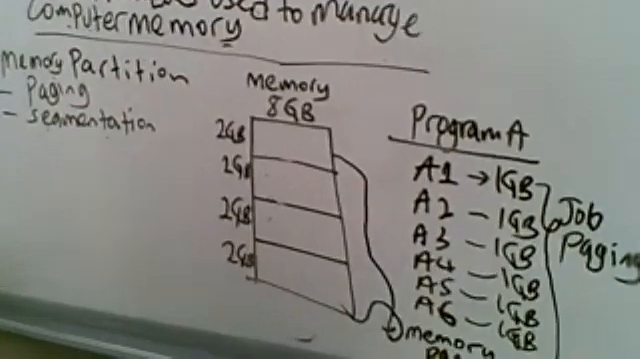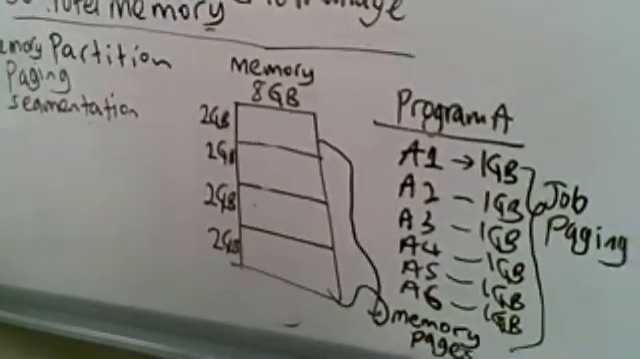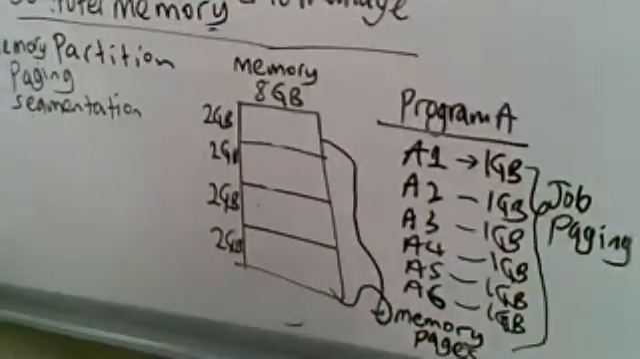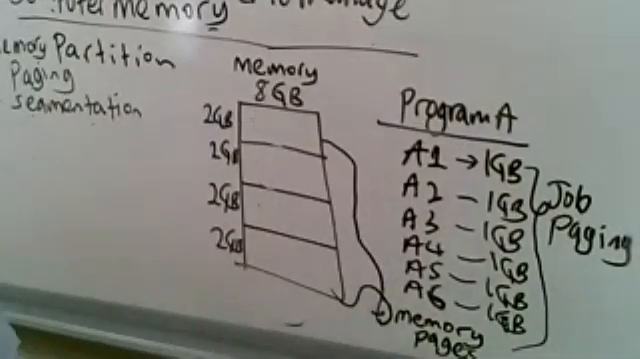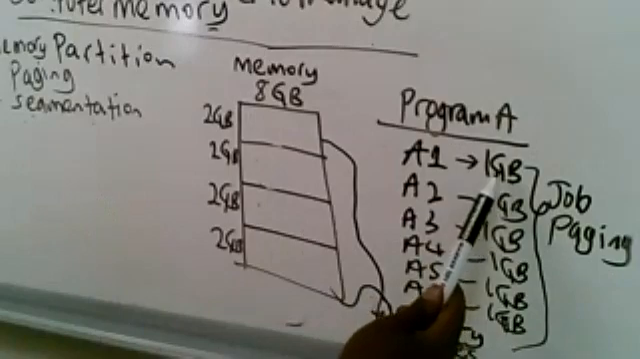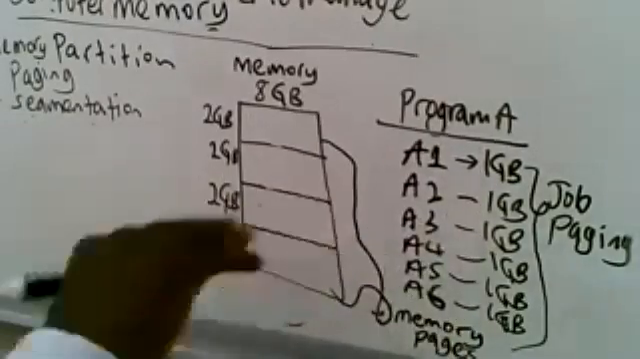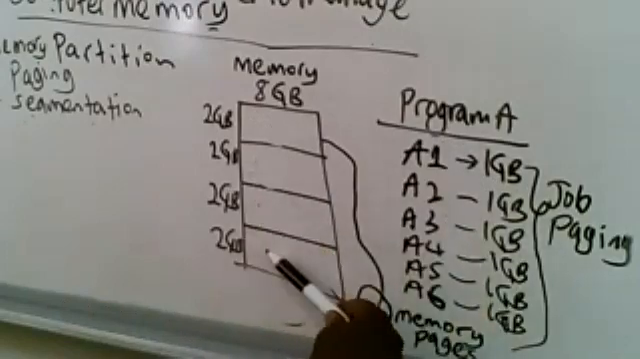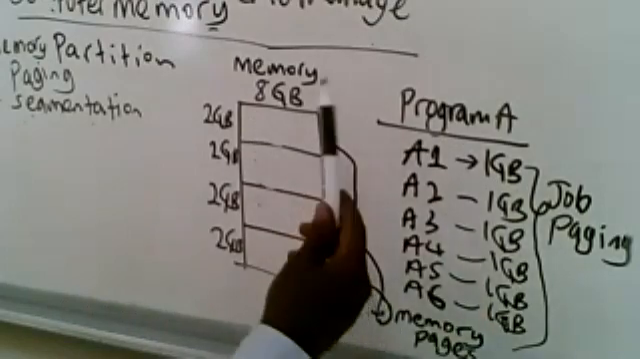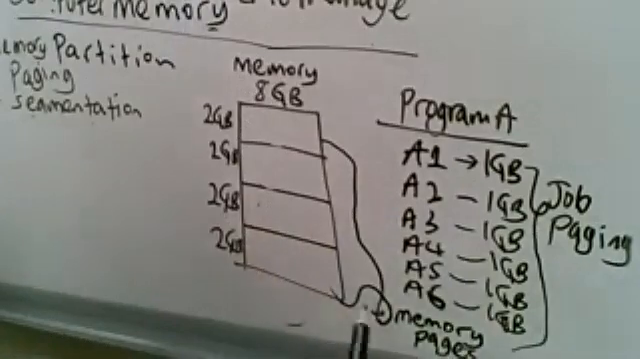Memory pages. They're called memory pages. Now, the reason why we split both into equal sizes is to enable the different job pages. Job pages means different parts of the job to be able to fit here. Now, if they fit here, what's the advantage of that?